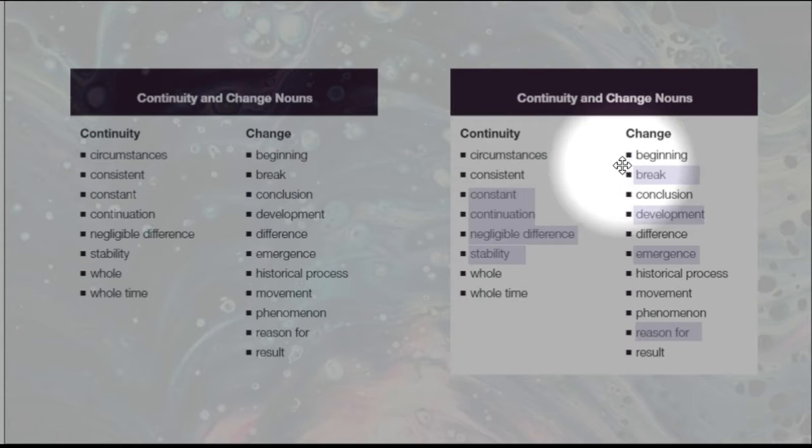Now, for change, break: a difference with the past, right? Developed: something grew out of the past. Emergent: something came out. Reason, but remember, reason for the change. You're not just writing reason for, and you're going to have to say what the change was.